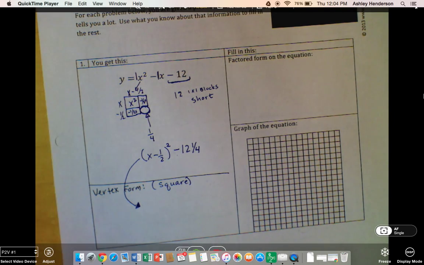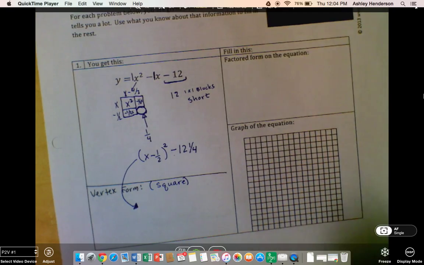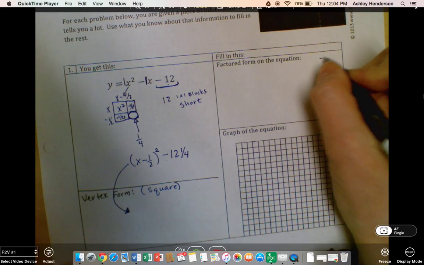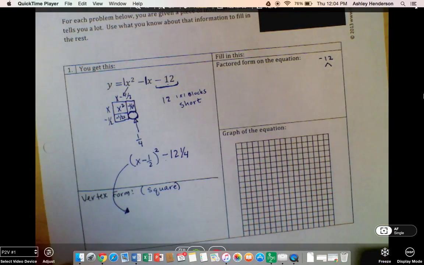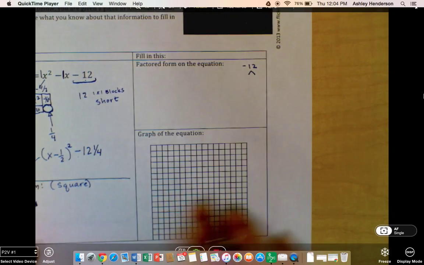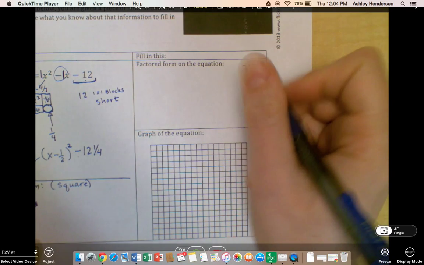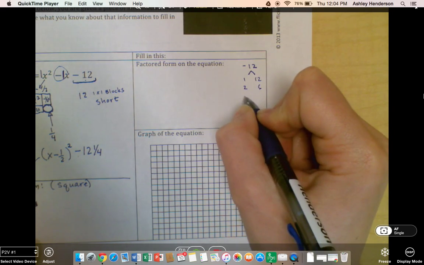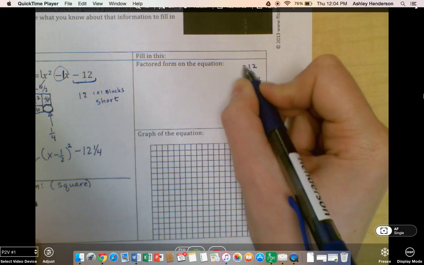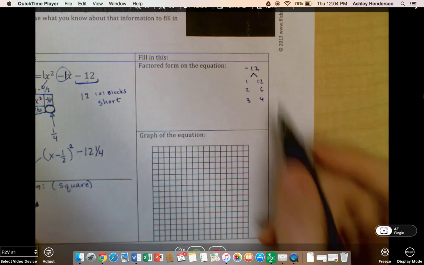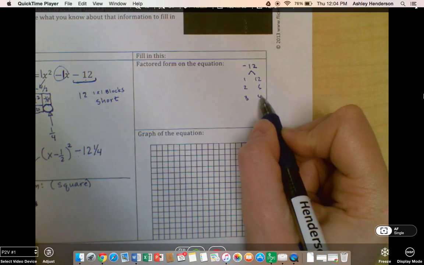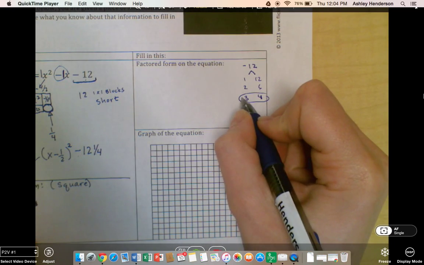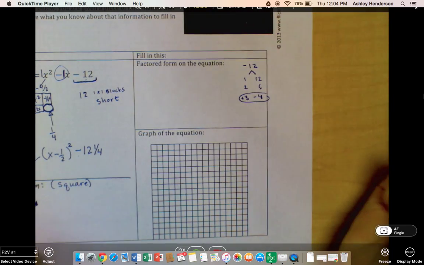Now let's imagine we want to go to factored form. Factored form, we've done factoring before. We do that AC method. 1 times negative 12 gives us negative 12. What two numbers multiply together to make negative 12, but add together to make negative 1? Well, our options are 1 and 12, 2 and 6, 3 and 4. One has to be positive and one has to be negative. The only ones that would make a negative 1 would be this grouping, if 3 was positive and 4 was negative.